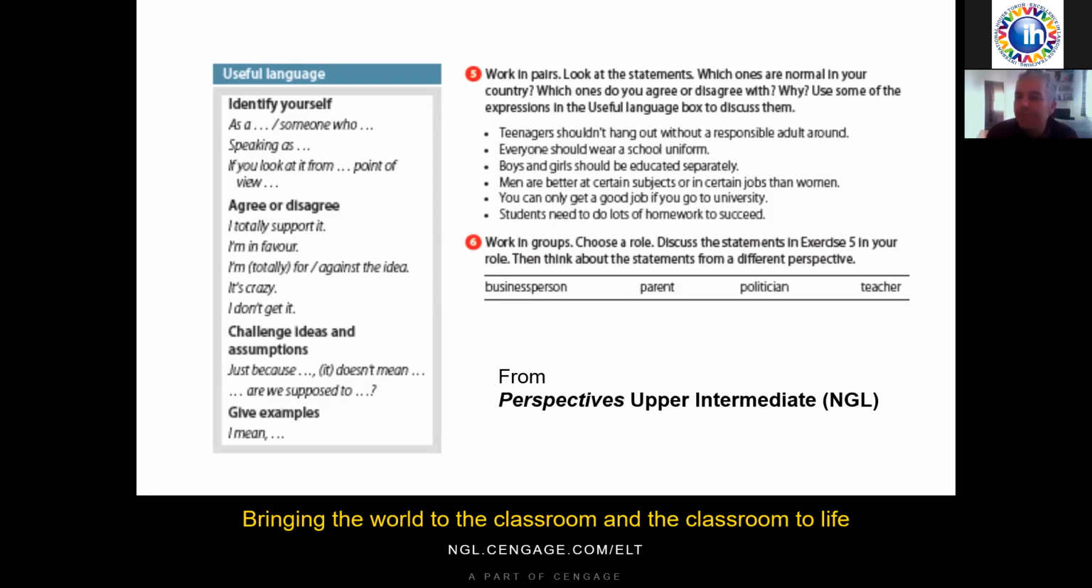And we could do that with pretty much any speaking task that we ask the students to do. Just ask them to take a slightly different perspective from time to time. Obviously here we've got the agree, disagree, and then again, we've got this pattern, just because... doesn't mean..., okay?